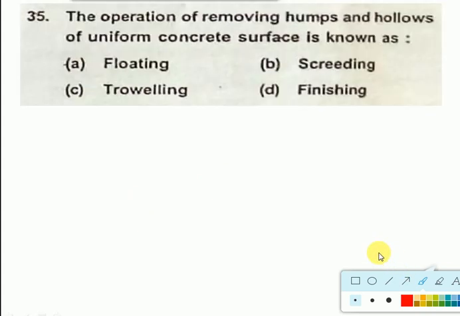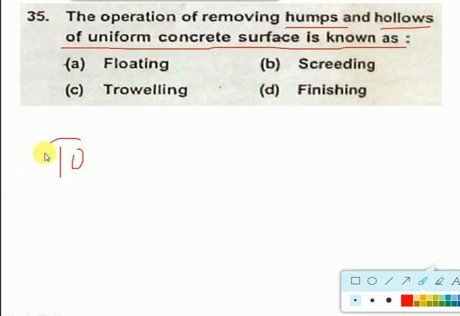Next question, question number 35. The operation of removing humps and hollows of a uniform concrete surface is known as. This is a somewhat different question. Let's see how many will answer this question. I will give 10 seconds. Try to answer yourself. Let's see how many students know the answer. Anybody? If you know, you can answer. Right. So the answer for this question is screeding. I will explain this completely in the next slide.